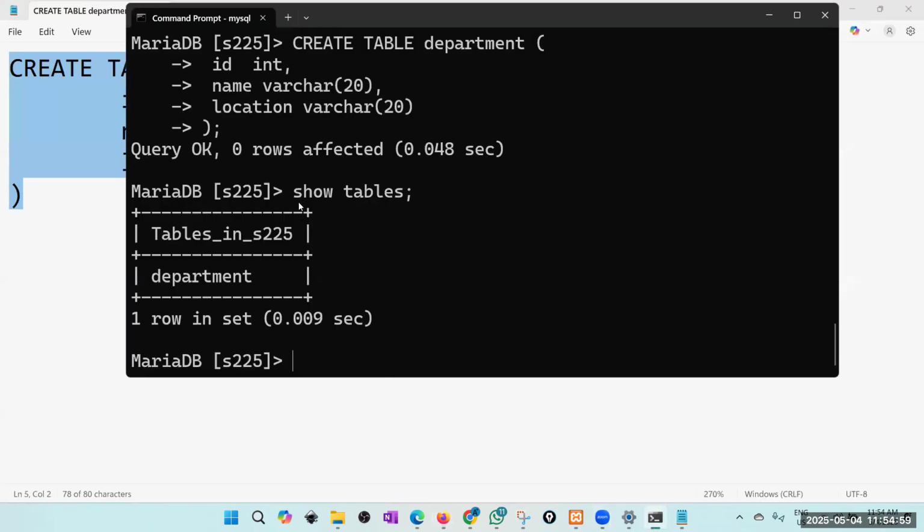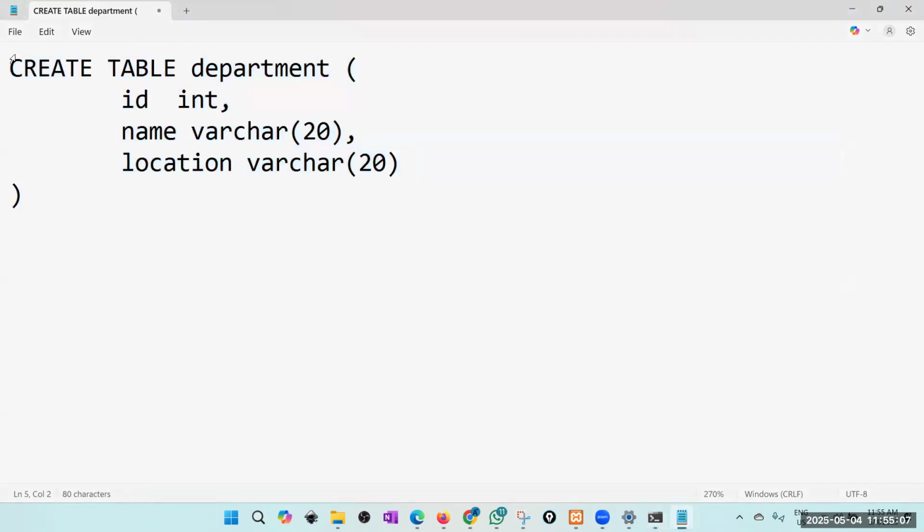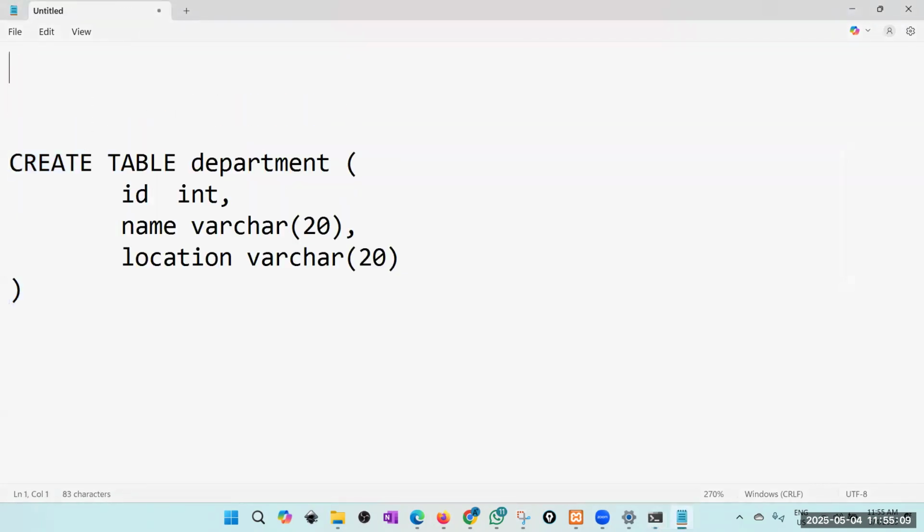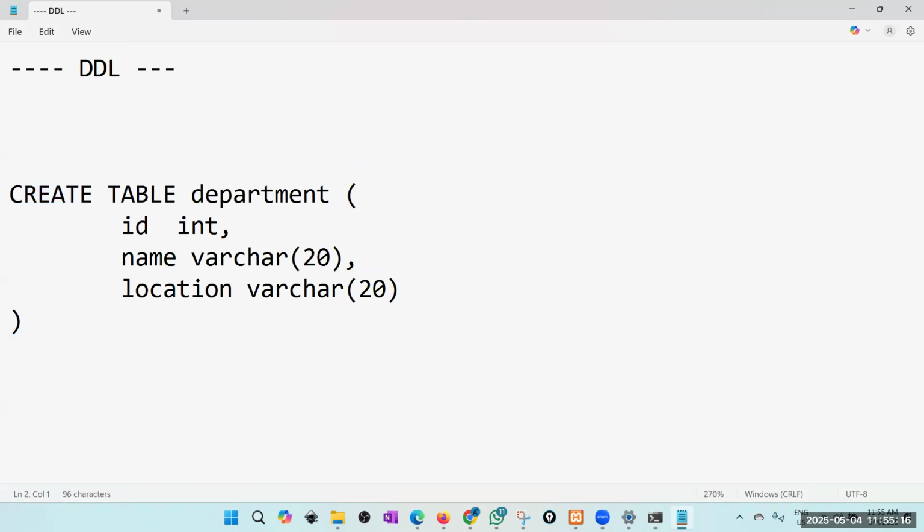And if you want to drop a table, it's very easy. You just type drop. So this is DDL. Under that create. So this is drop. So drop is the easiest SQL statement.